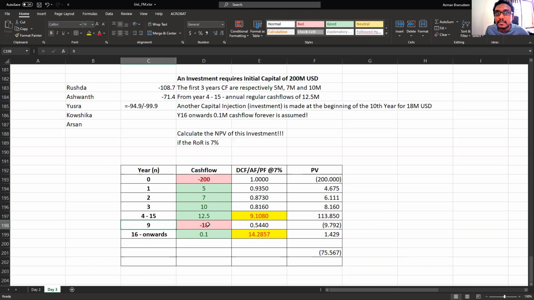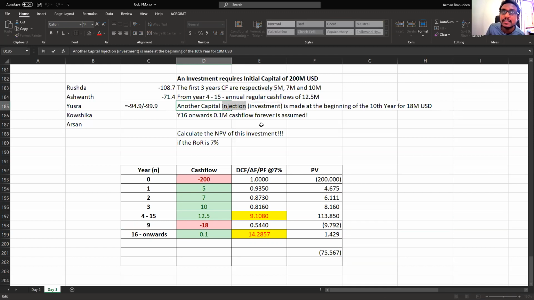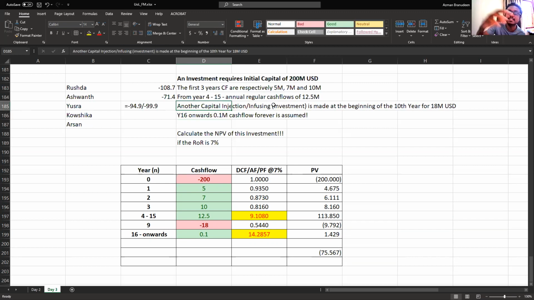So it's the word injection that does it for everyone. No, it has to be used because you're infusing capital, injecting capital. You will see these words, so you have to be familiar with this. Infusing, injecting, investing, all the same meaning. Right? So, I think Kaushika's problem is, isn't there a cash flow in year 9?